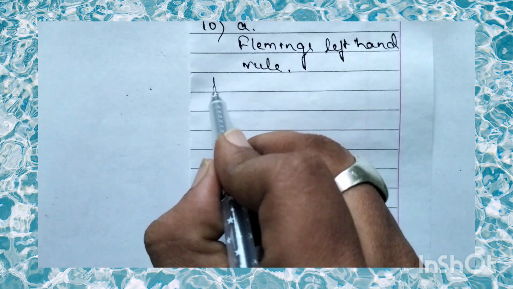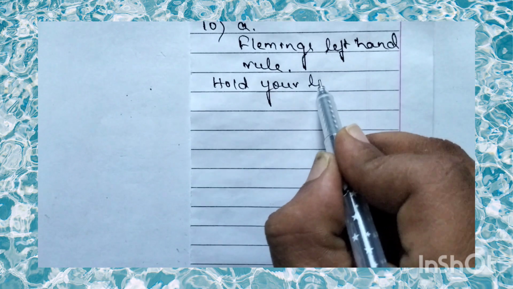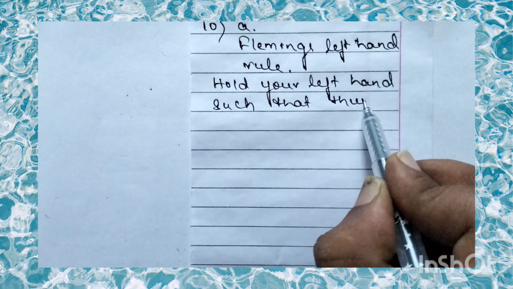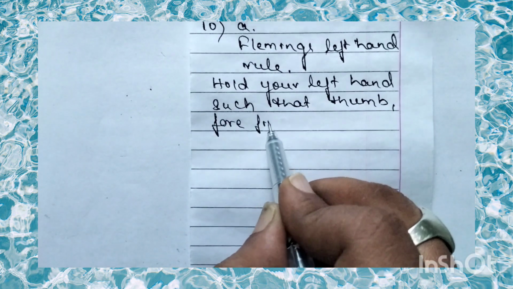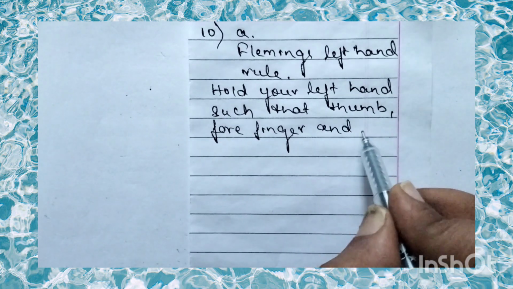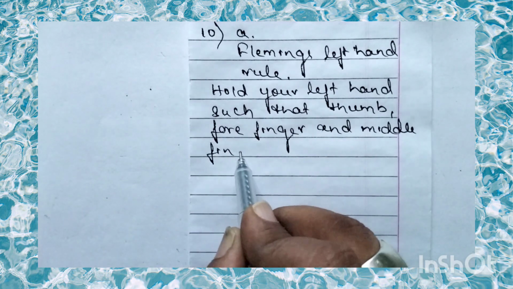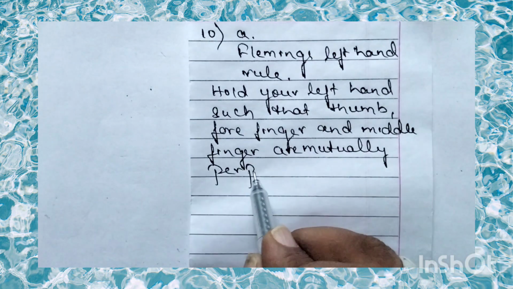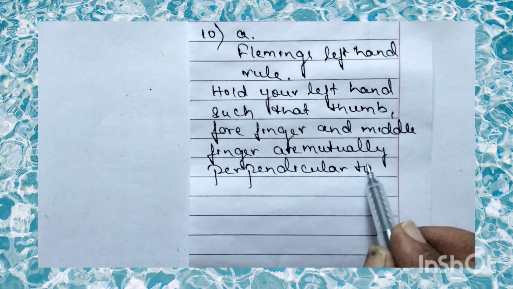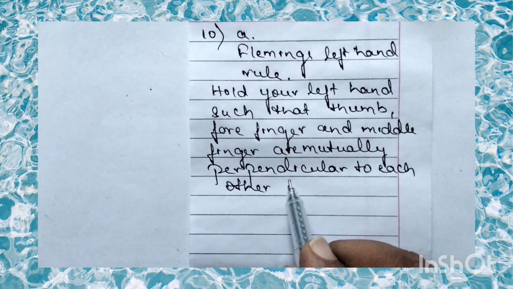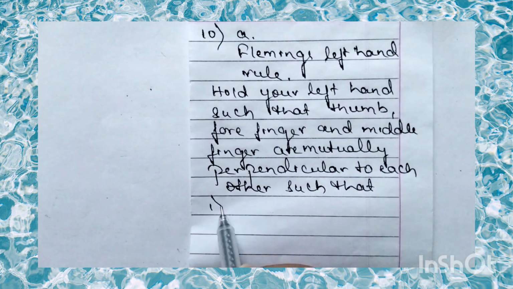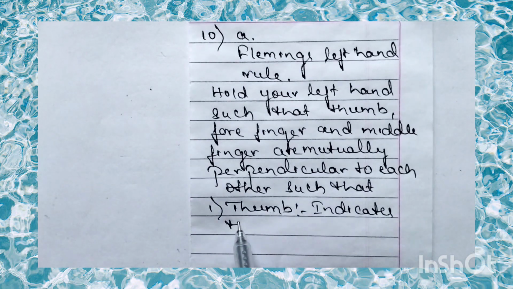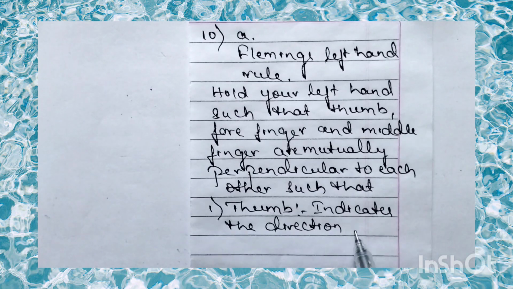Let us first write the Fleming's left hand rule. According to Fleming's left hand rule, hold your left hand such that thumb, forefinger and middle finger are mutually perpendicular to each other, such that thumb indicates the direction of force.